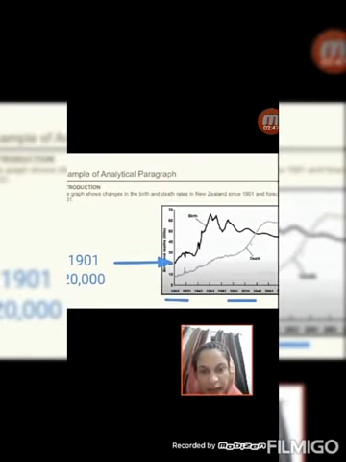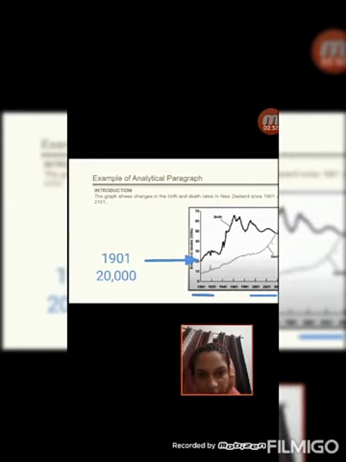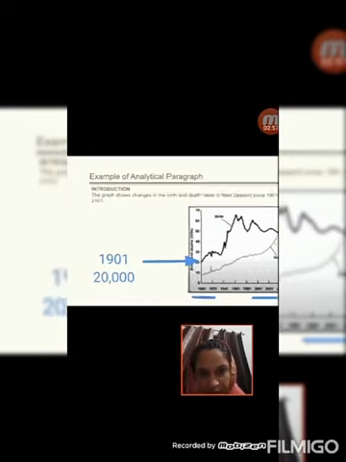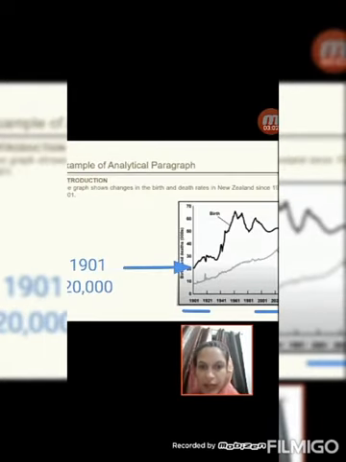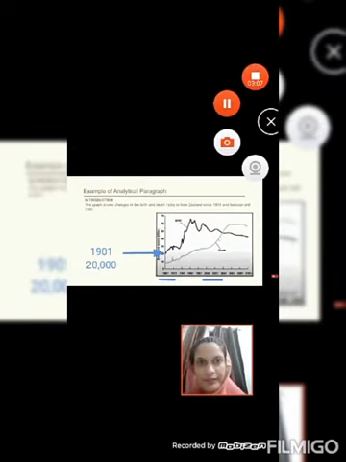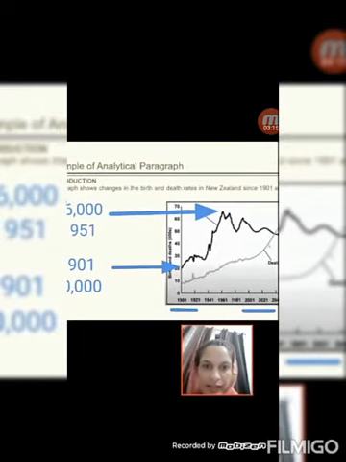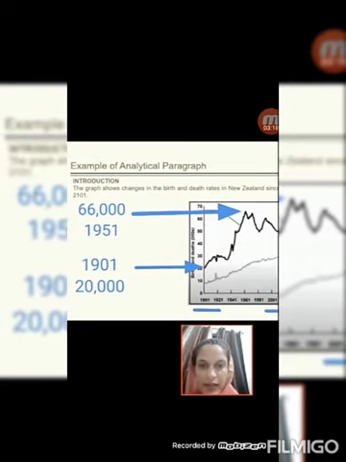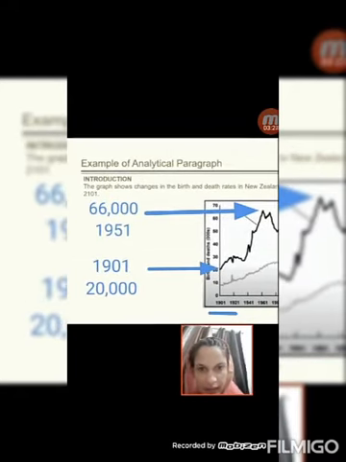Here we see the black line is the birth line. In 1901, the birth rate was 20,000 and the death rate was 10,000. Firstly, we will see the birth rate line. The birth rate line started increasing gradually. It reaches its peak at 66,000. And the year was 1951.